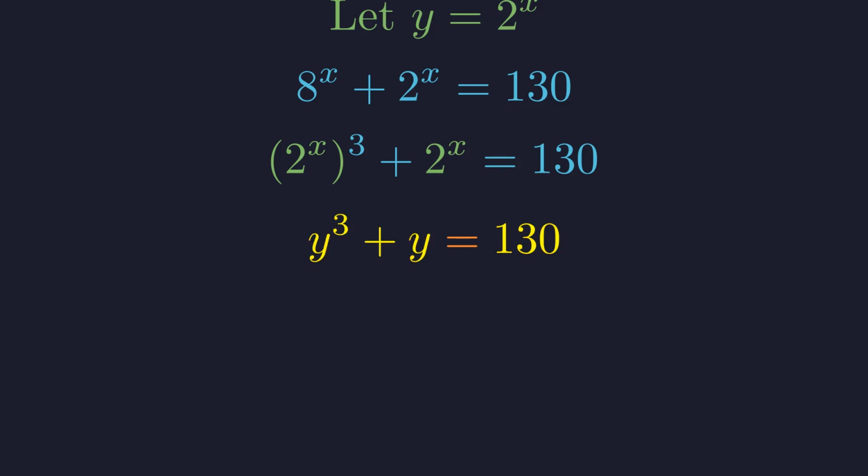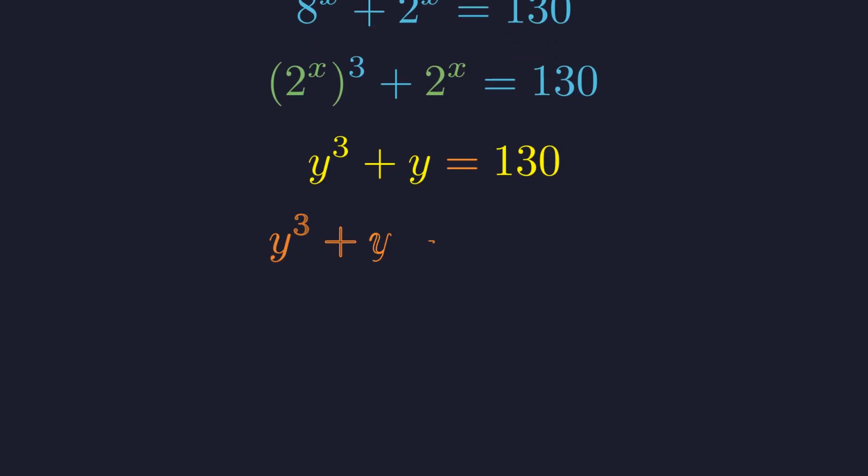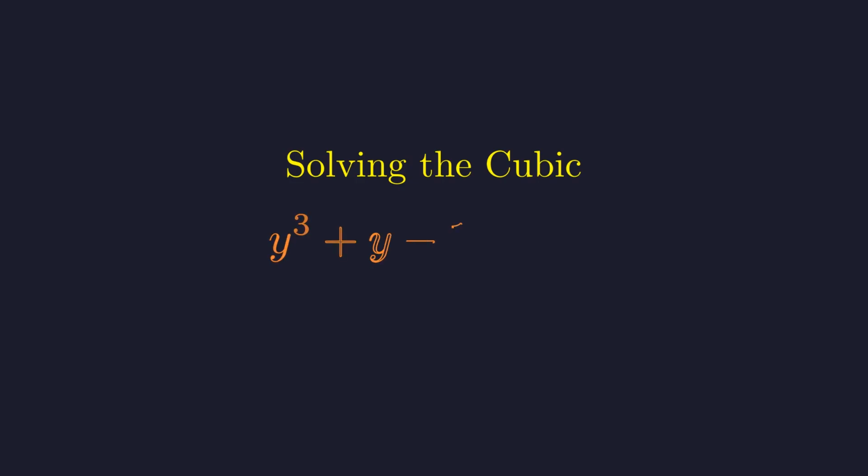To find the roots of a polynomial, the standard strategy is to set the equation to 0. So we need to move the 130 over to the left side. Subtracting 130 from both sides gives us our standard form. So how do we find the roots of this cubic? We can use the rational root theorem.